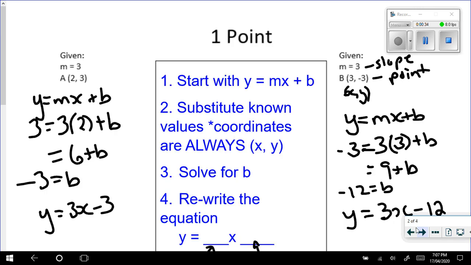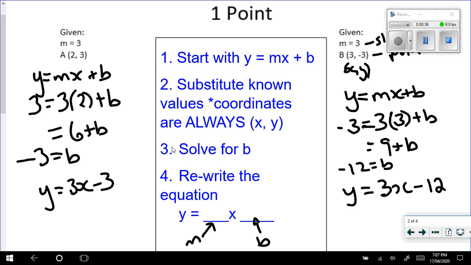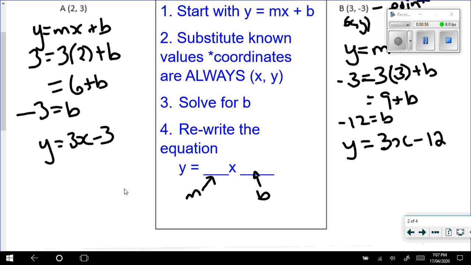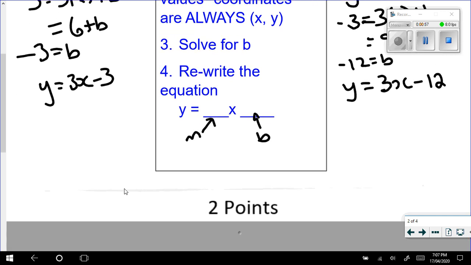Just so we're not forgetting about Christmas past, we're going to have a quick reminder. Start with the equation, substitute your known values. Remember that coordinates are always x and then y. So the 3, -3 is in fact x is 3 and y is -3. We're going to turn around and solve for b, and then we're going to rewrite the equation using the m that we are given and the b that we solve for, including the sign.